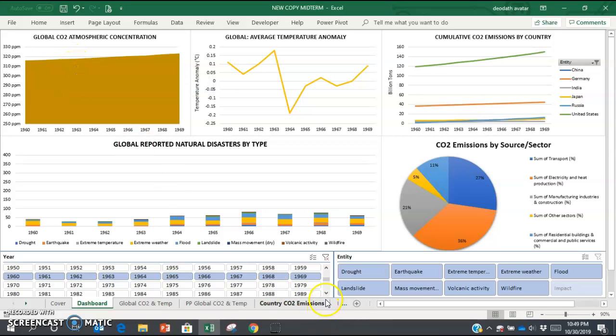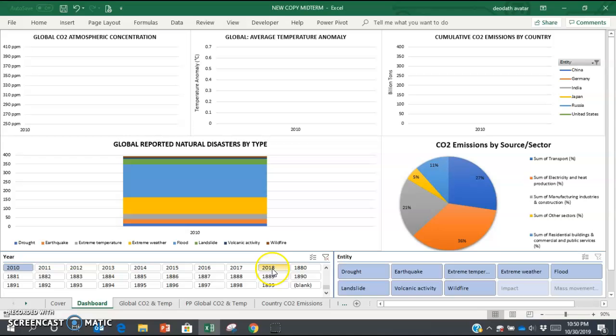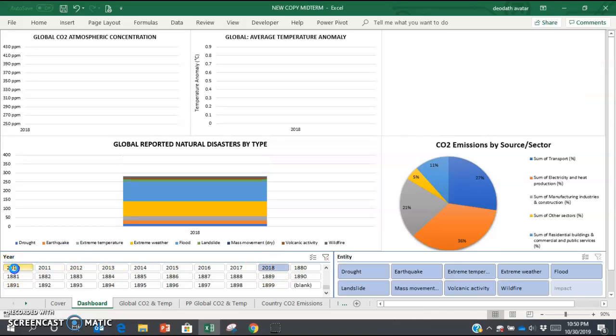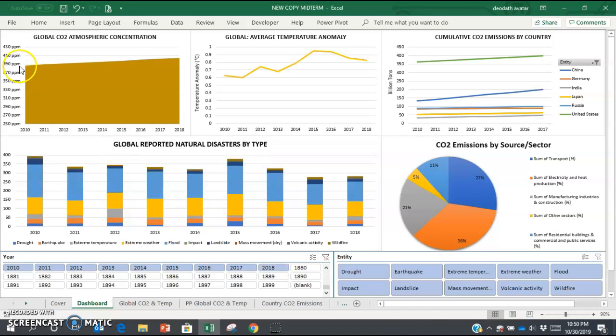But if we go to currently the last 10 years, let me just clear this filter. We see that the growth rate has dramatically increased. So if we do from 2010 to, let's say, 2018, we see that there's actually a larger increase in ppm per year.